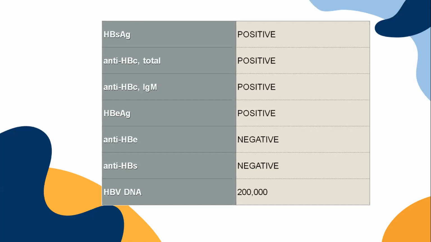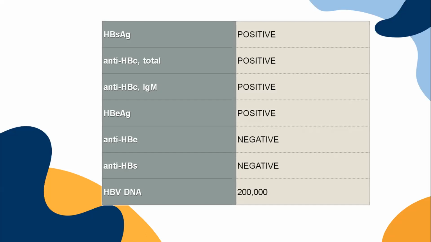Anti-HBe showed to be negative. Ideally, you'd hope to see a positive result for this test because it means that the virus is inactive and not infective. But since in this patient's case it's negative, that tells us that the virus is actually active and this patient can infect other people.